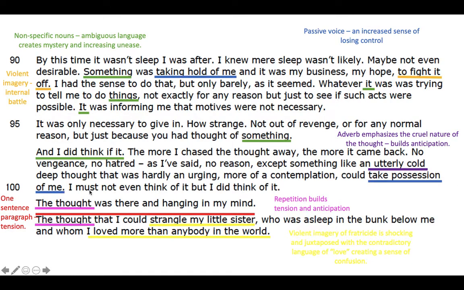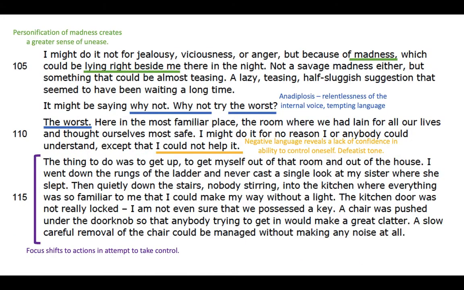It's taken possession of her. So again, just incredibly mentally unstable at this point. And then she personifies madness to create an even greater sense of unease. Okay, she refers to it as madness, and she says it's lying right beside her. Personifying it makes it seem even more threatening.